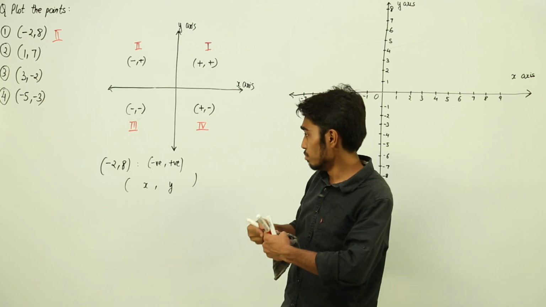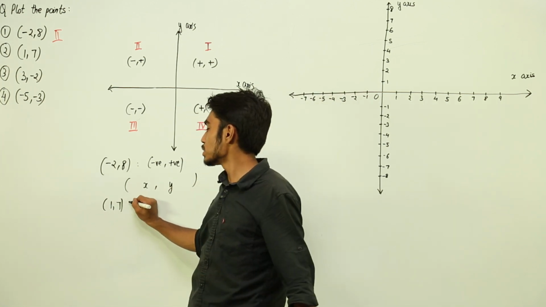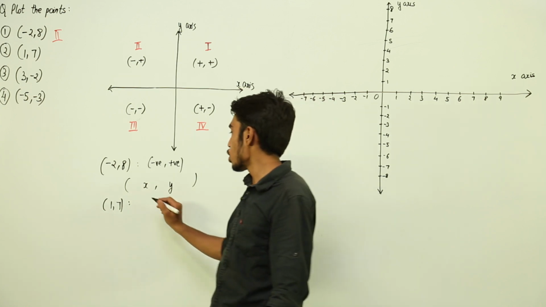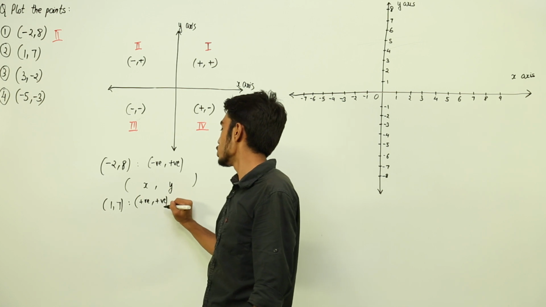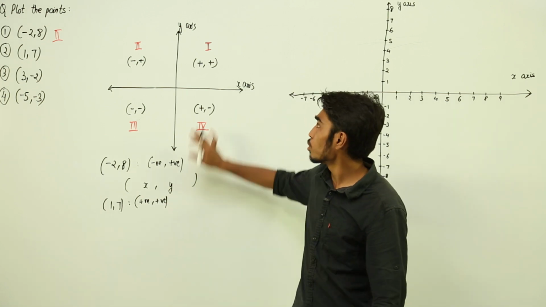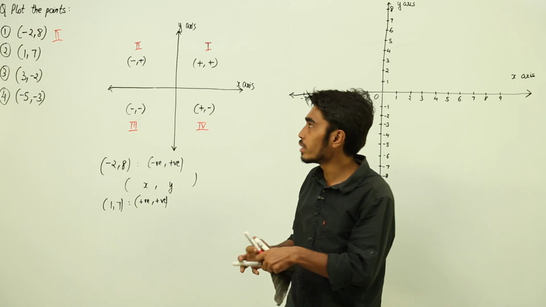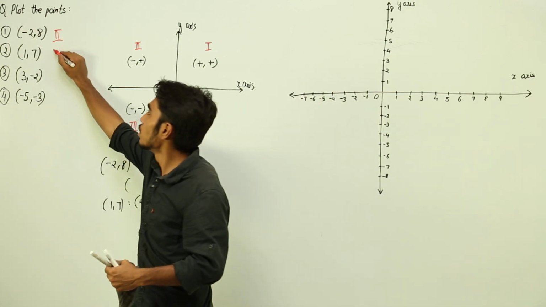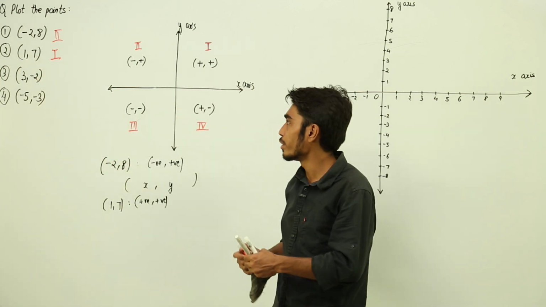So let us do the next question, which is 1, 7. Now 1, 7 is of the form positive, positive, right? I can see that positive, positive belongs to the first quadrant. So I am going to write first against 1, 7. So 1, 7 lies in the first quadrant, right?